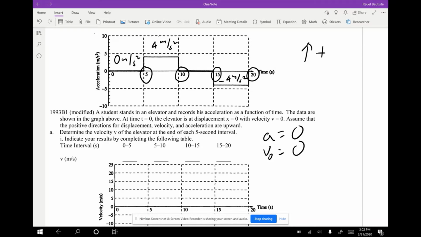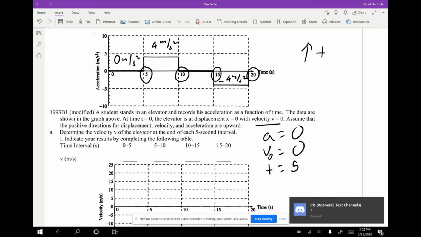I can use the first equation. Yeah, I could use that. So I can do vf equals vo plus at. I know vo is 0, I know acceleration is 0, and I know time is 5. So overall, we figured out that the final velocity at the end of the first 5 seconds is 0 meters per second. That's the easiest one.